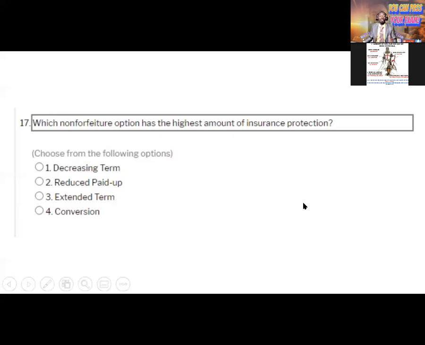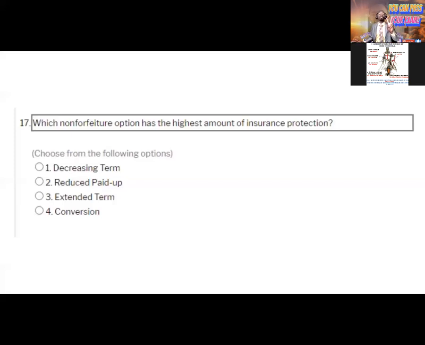Now, if you go to this question, that's 1. Decreasing term. Ask yourself that question. Is decreasing term a non-forfeiture option? No. Reduced paid up. Is it a non-forfeiture option? Yes, it is. Extended term. Is it a non-forfeiture option? Yes, it is. What about conversion? Conversion is not a non-forfeiture option. Conversion is a feature you find in a policy to convert to a whole life without proof of insurability. So therefore, 4 and 1 are eliminated.